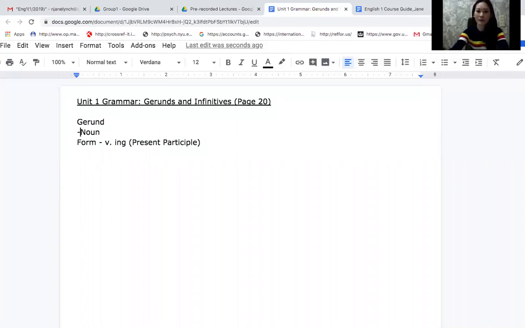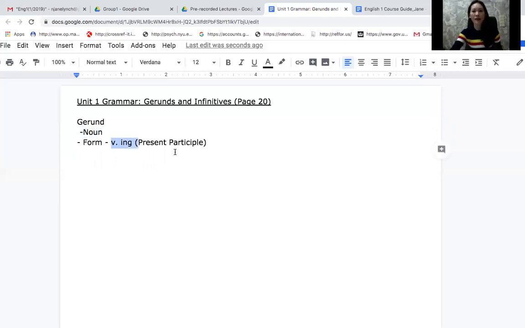So there are 2 points here. What is a gerund again? A gerund is a noun. When we say a gerund is a noun, we talk about its part of speech. Part of speech means duty, the duty that they do in a sentence. What is a gerund? Gerund is a noun. What is the form of a gerund? The form of the gerund is ing form.